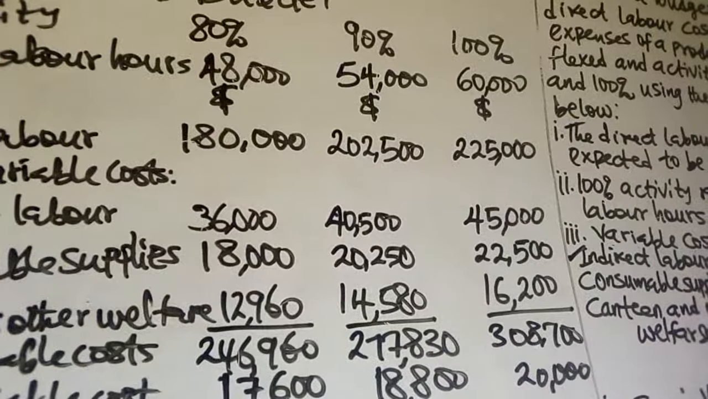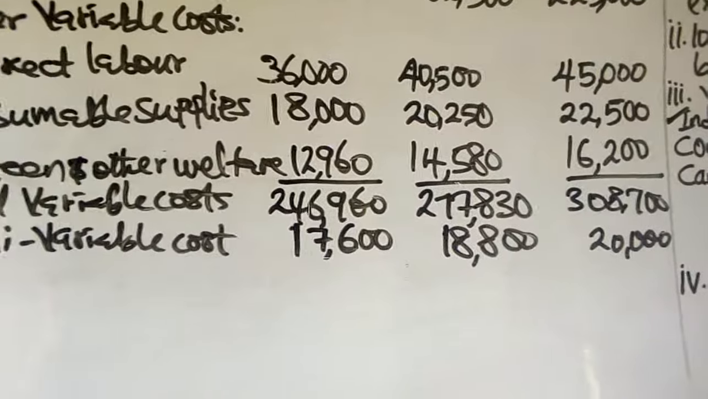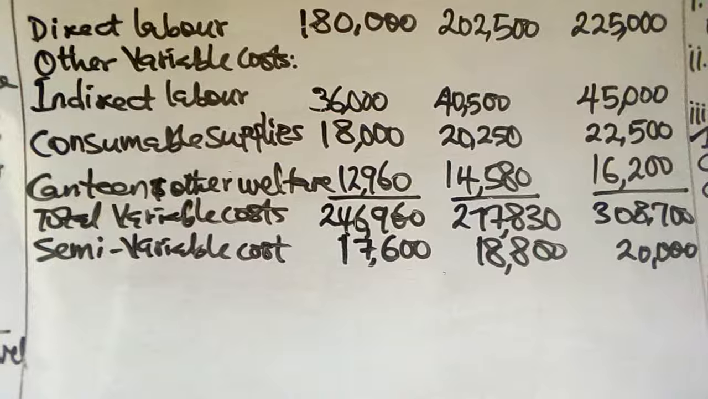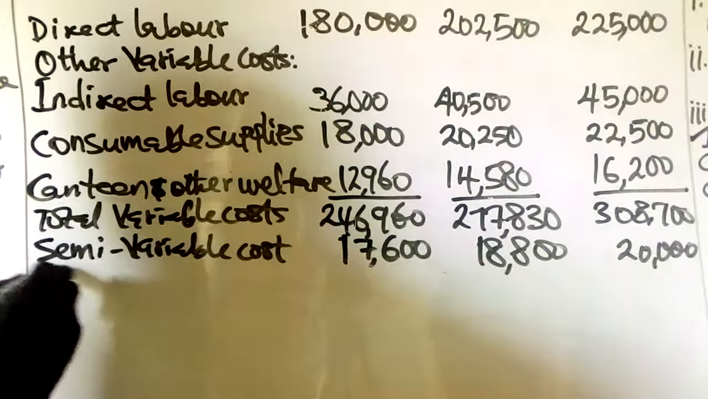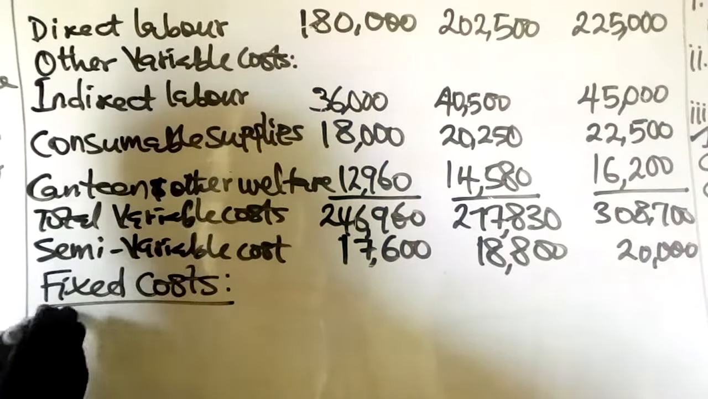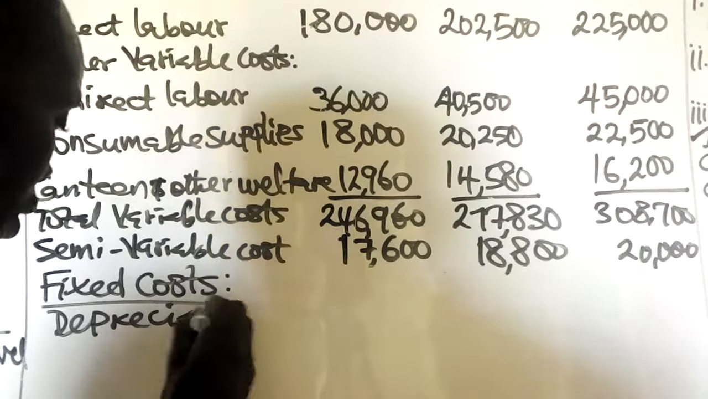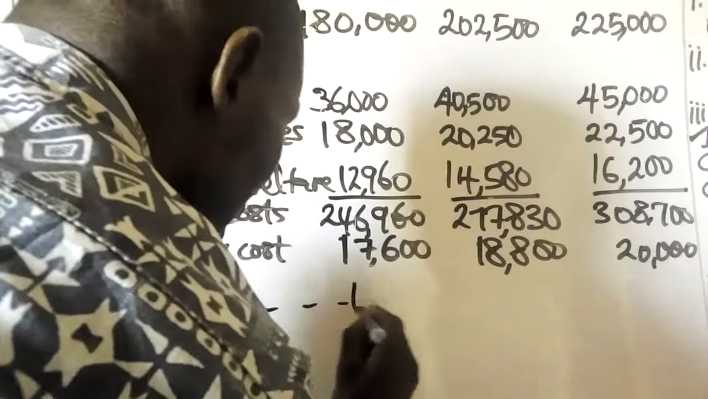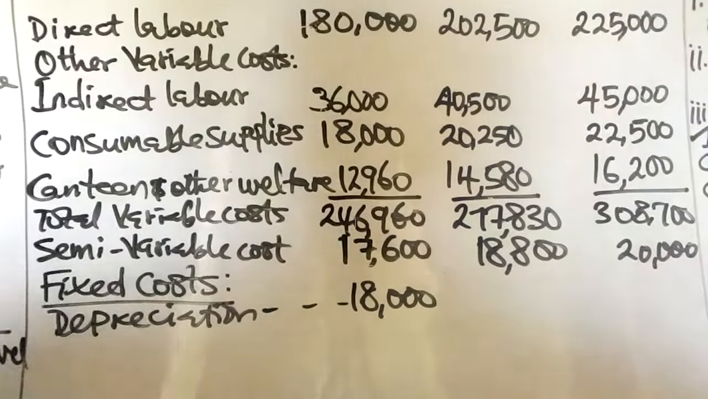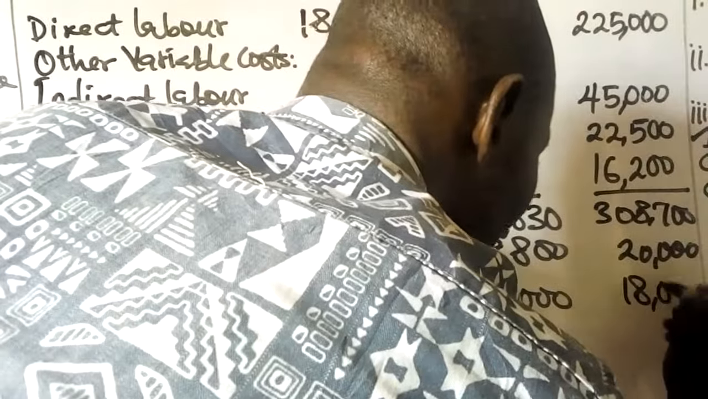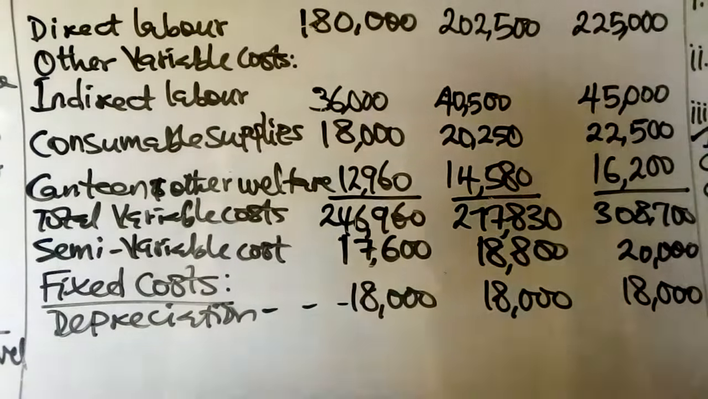Remember, irrespective of the level of activity, the fixed cost must remain the same. So we have fixed cost, and that includes depreciation. Our depreciation is 18,000. Since it will be the same for all activities, you have 18,000 at 80% capacity. Then after depreciation, we have maintenance.